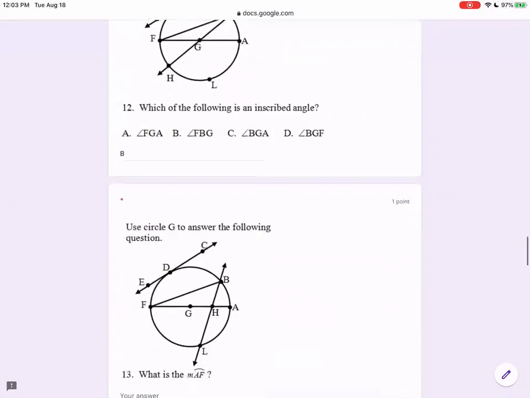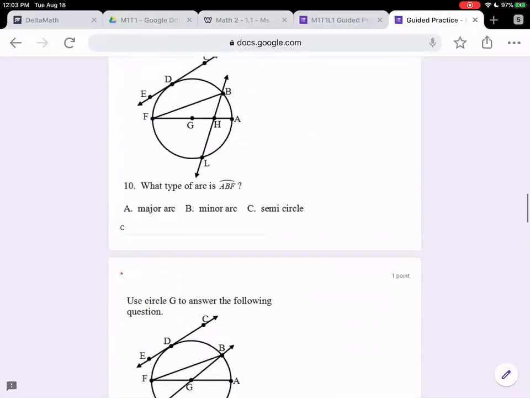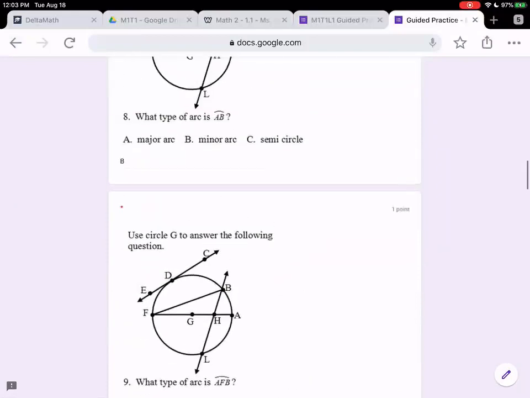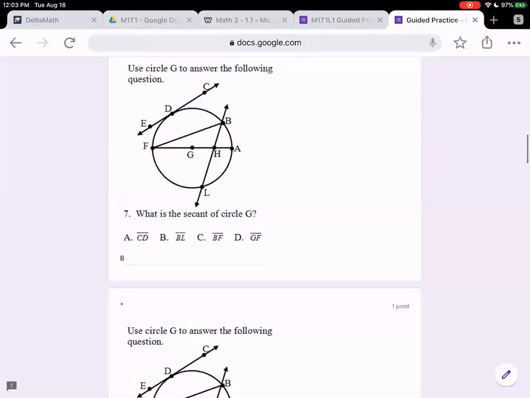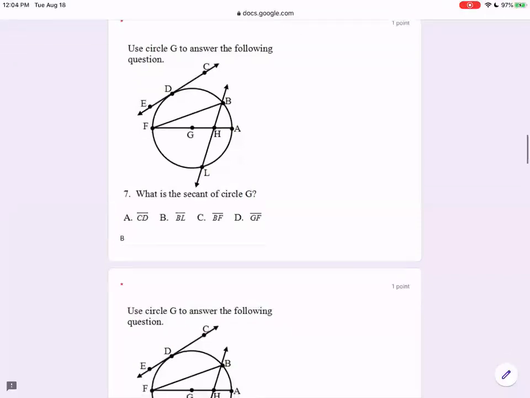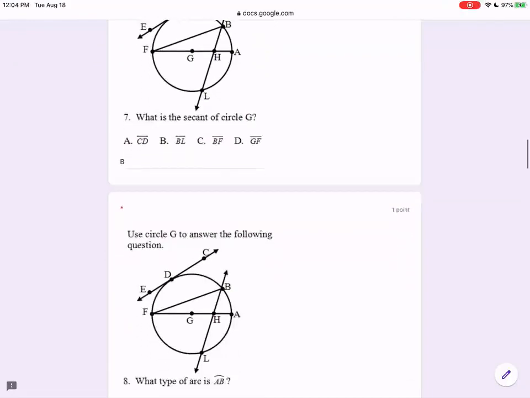What was 7? Sorry. It's okay, let's see. I know the internet's terrible these days. 7 was B. Yes, 7 is B because we want the secant line, and the secant line goes through the circle twice and it continues in both directions forever, so it's got to have arrows. So option B has arrows and it goes through the circle twice.